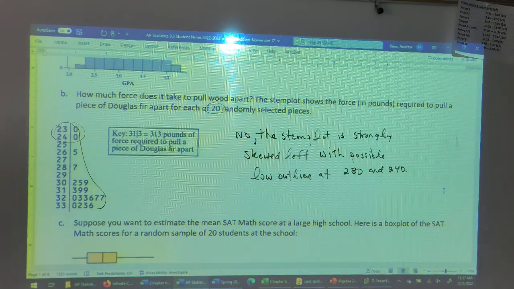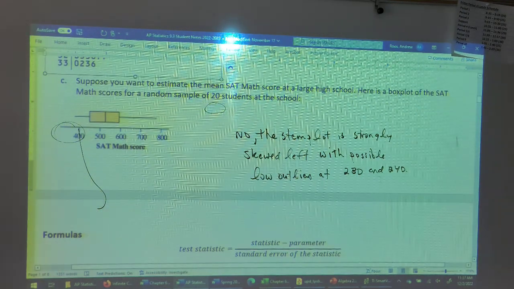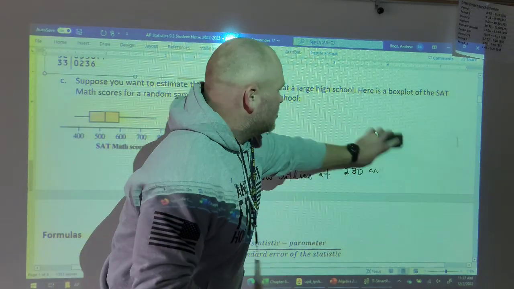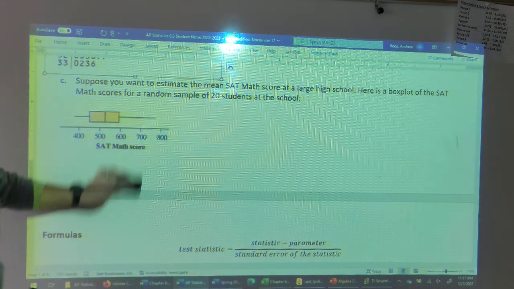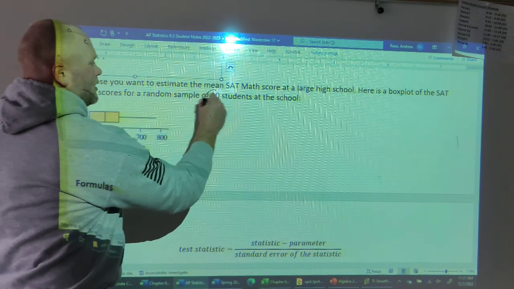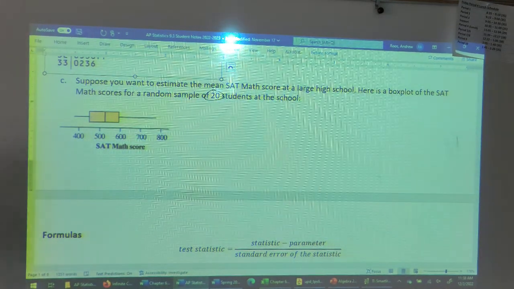Okay. All right, part C. Suppose you want to estimate the mean SAT math score at a large high school. Here's a box plot of the SAT math scores for a random sample of 20 students. Again, we check the sample size, 20, not greater than or equal to 30, so we have to move on to checking the graph.